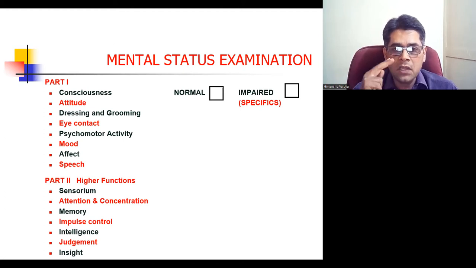Eye contact. Was the eye contact maintained, or was it difficult for the person to maintain eye contact? We say maintained or not maintained. If not maintained, then we go into reasons if we can.